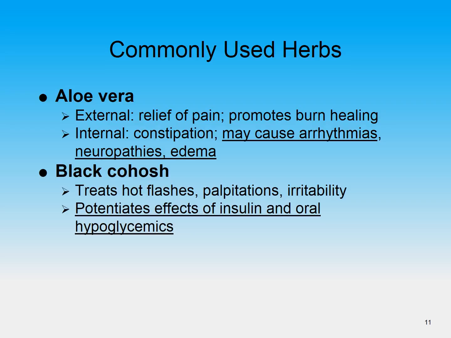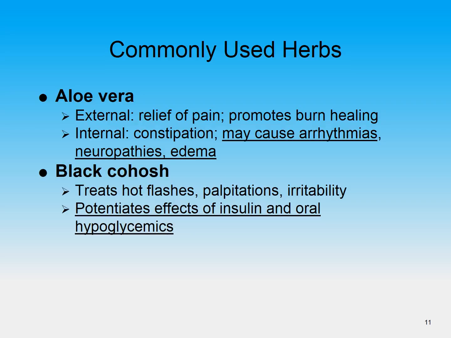Black cohosh, I know that is used quite often, treats hot flashes, palpitations, irritability. You will see this used often by postmenopausal females. It actually can be very effective for the hot flashes. There were some studies done on that, and they did find that it had to do with the chemicals in the woman. It worked about 50% of the people, but the ones it worked on, it worked very well.